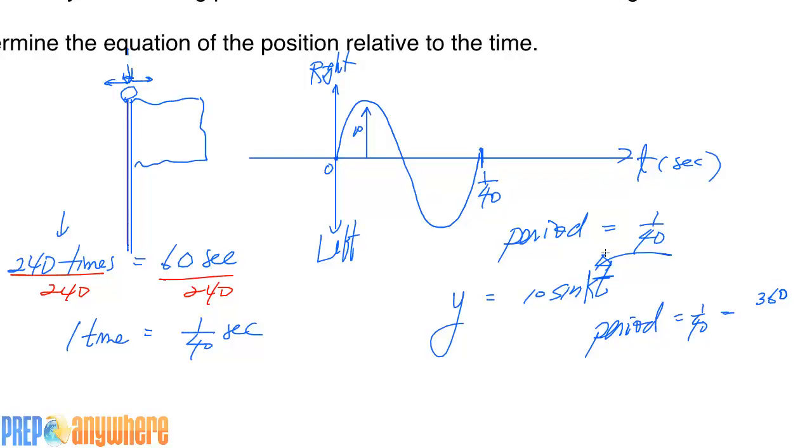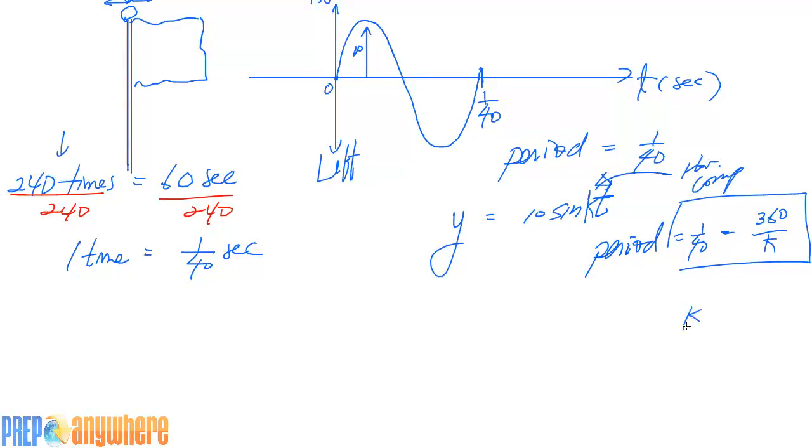What does that do? That does a horizontal compression, right? Remember, it compresses the graph. Philip, are you following? Yes. So we can solve for k here. k is equal to a pretty large number, 40 times 360. What does that give us? Okay, that's what k is.